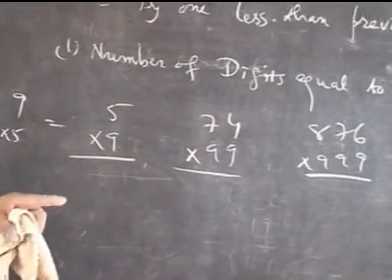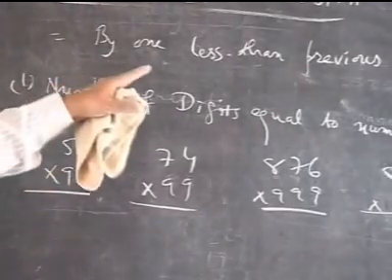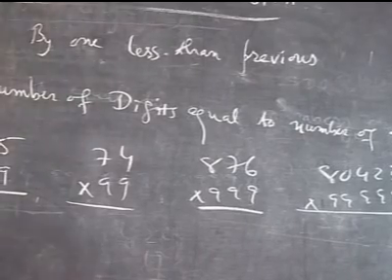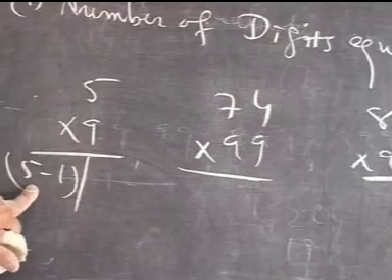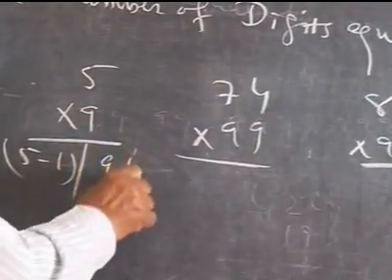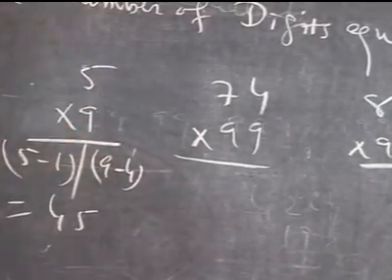So the number which is not made up of nines will be considered as the previous one. One less, subtract 1 from here. So you can say 5 minus 1. How much will it be? 4. Subtract 4 from 9. So it is 4 and 5. You know 9 fives are 45.